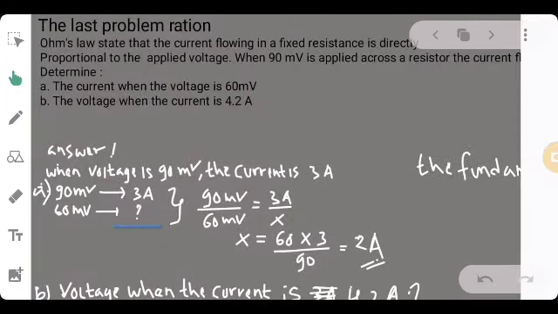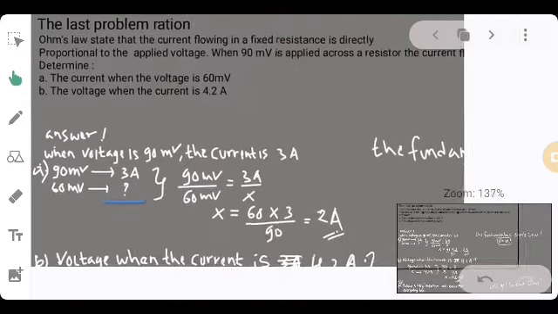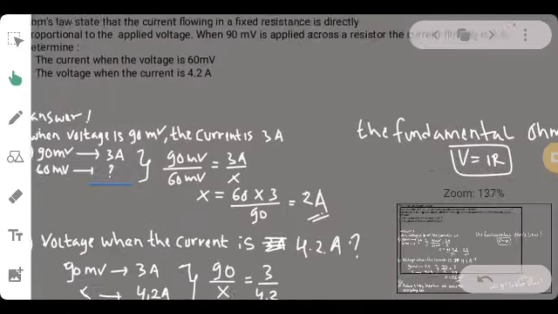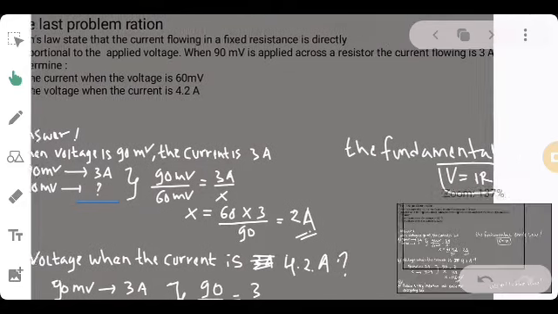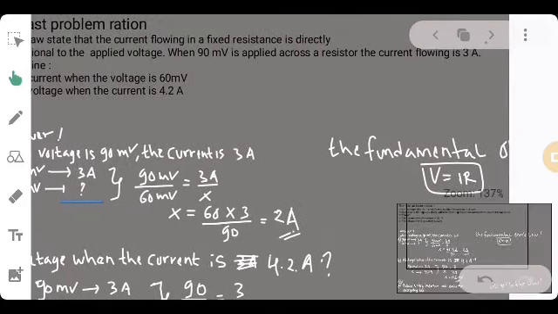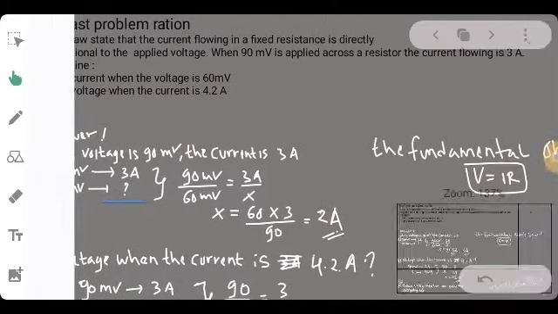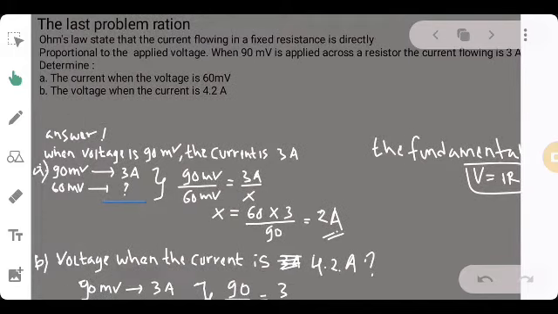For the last problem, the ratio is the same in physics. Ohm's law states that the current flowing through a fixed resistance is directly proportional to the applied voltage. When 90 millivolt is the amplitude across the resistor, the current flowing is 3 ampere. Determine A, the current when the voltage is 60 millivolt, and B, the voltage when the current is 4.2 ampere.